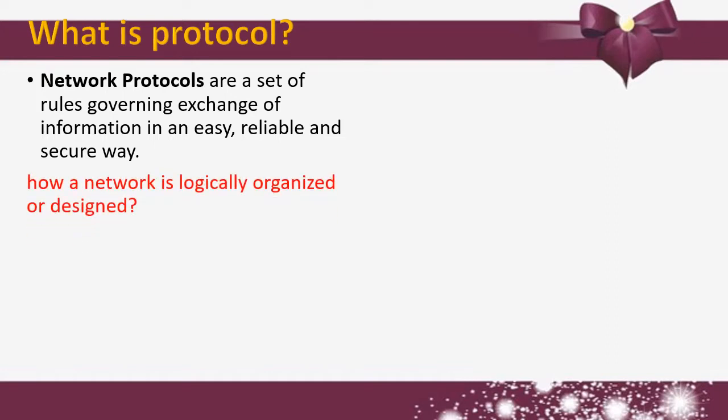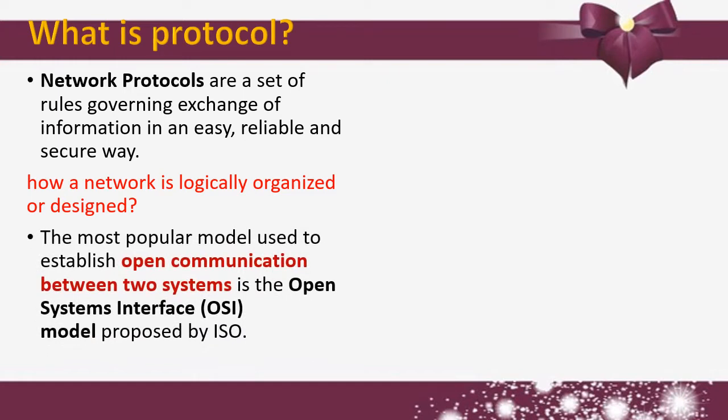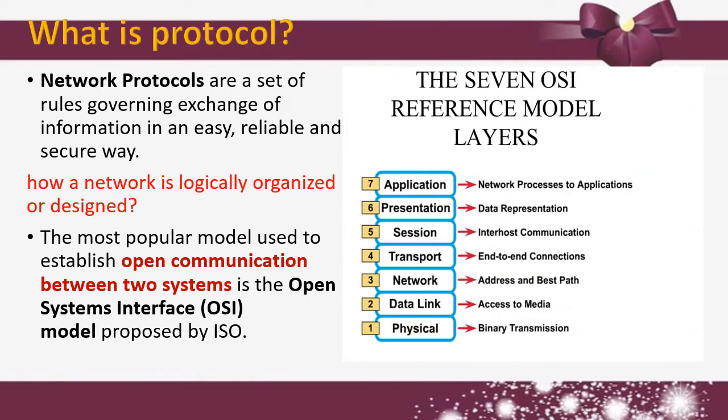Before we see the protocols involved in the network, let's see how the network is logically organized using the ISO model, the OSI model. It has 7 layers: physical, data link, network, transport, session, presentation, and application. The 7 layers are organized in the network.